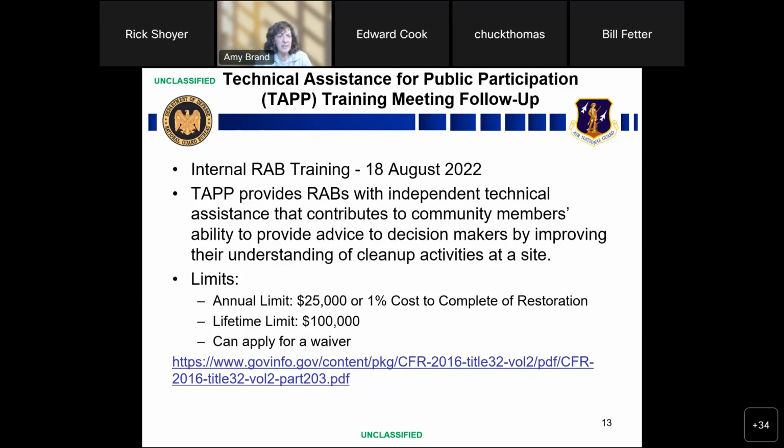The dollar limits there are listed. Again, it's a grant program that you apply for, the RAB members apply for. There's an annual limit of $25,000 or 1% of the cost to complete of the restoration program, with a lifetime limit of $100,000, but you can apply for a waiver. The Code of Federal Regulations that sets up the TAP grant process is linked there. Next slide, please.